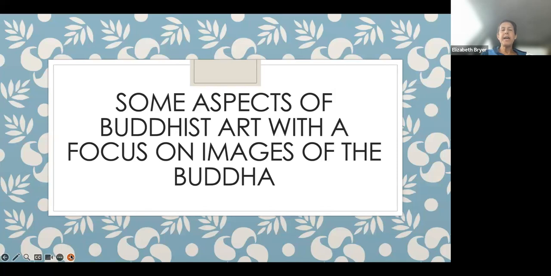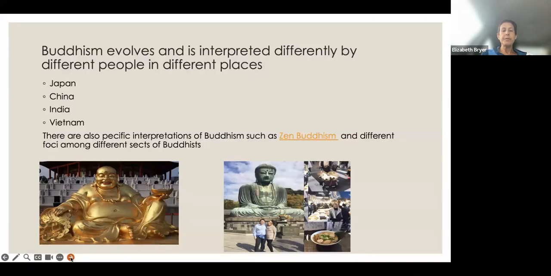So now we're going to talk about some aspects of Buddhist art with a focus on images of the Buddha. Just as we've talked about art in other sections of the class, when we talked about Romanticism and the Age of Enlightenment, I want to touch a little on the art that has come out of Buddhist thought. Buddhism evolves and is interpreted differently by different people in different places. It started in India, and it spread to Japan, China, Vietnam.